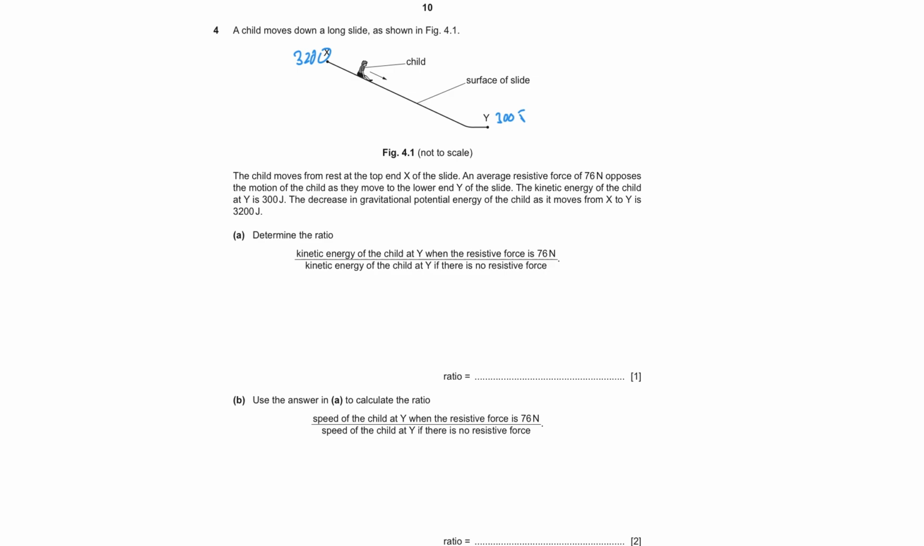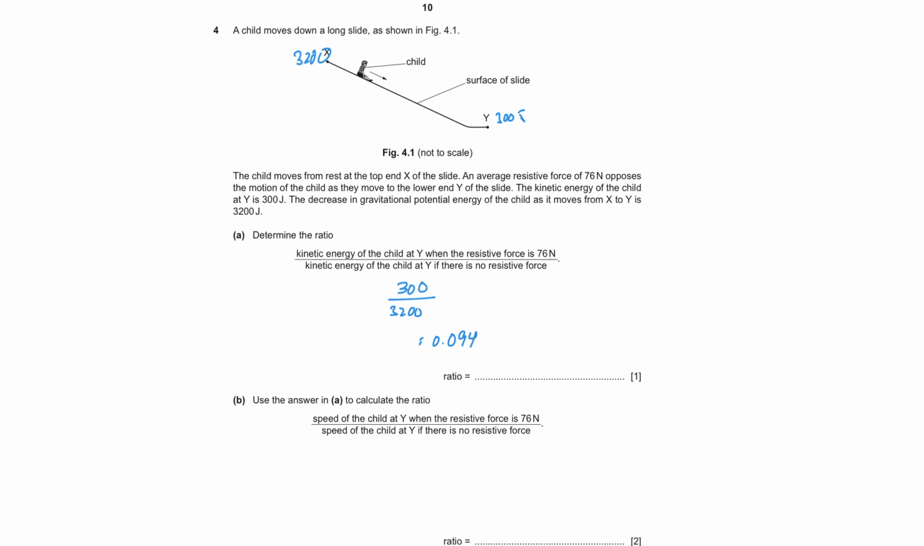Determine the ratio of the kinetic energy of the child at Y when the resistive force is 76 newtons, which we know is 300 joules, upon the kinetic energy of the child at Y if there is no resistive force. If there were no resistive force, this 3200 joules, which was basically the gravitational potential energy, would get converted into kinetic energy. All of this would get converted into kinetic energy. So 300 upon 3200. What do you get? You get 0.094. This is the ratio.